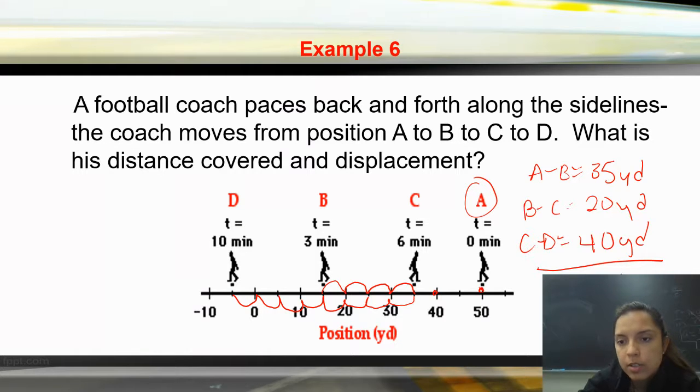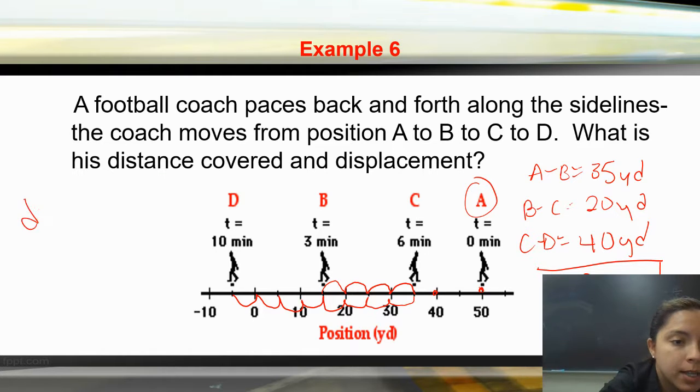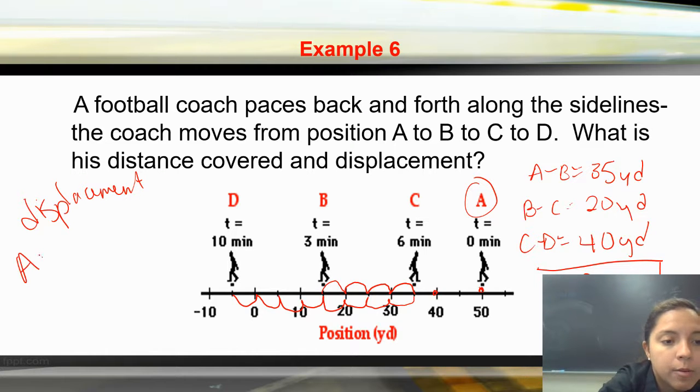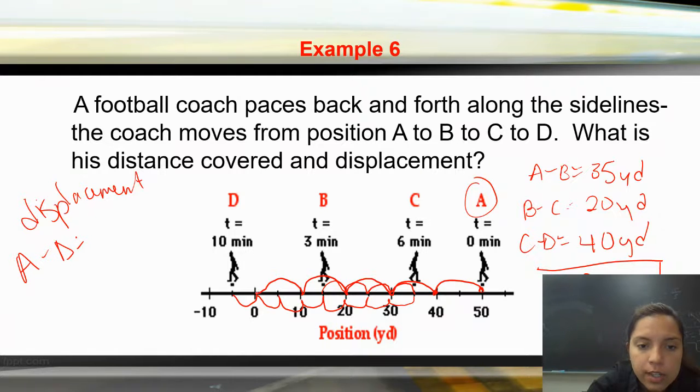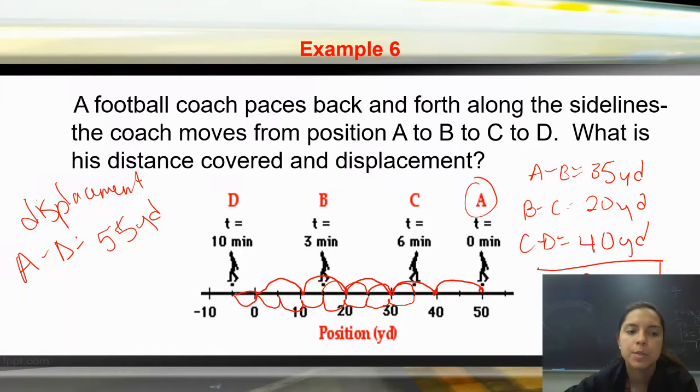Now I need to add all those to get the distance. So 5 plus 0 plus 0 is 5. 3 plus 2, 5 plus 4, 9. So 95 yards is the distance that the coach paces. Now to find the displacement, I need to see how far A is from D. So A is here, so 10, 20, 30, 40, 50 plus 5. 55 yards, it's the displacement.